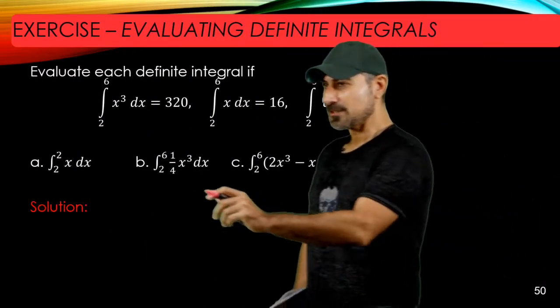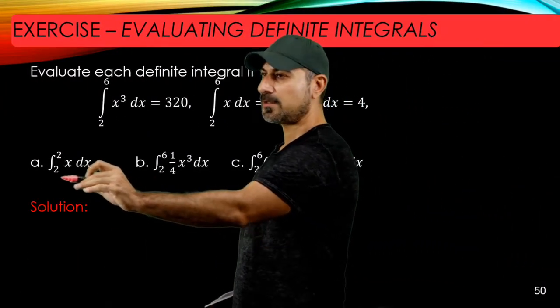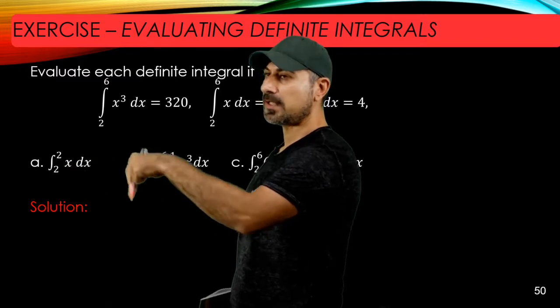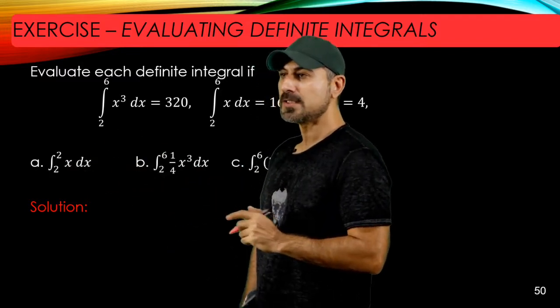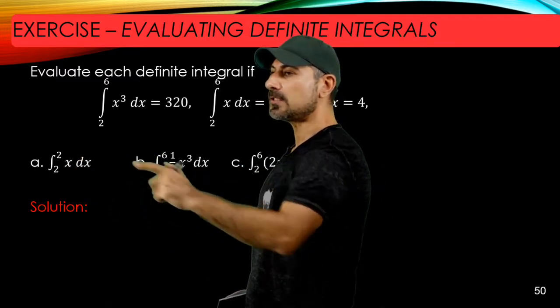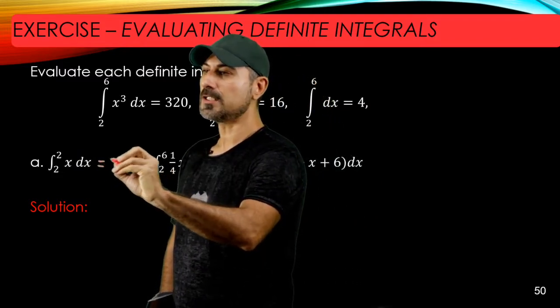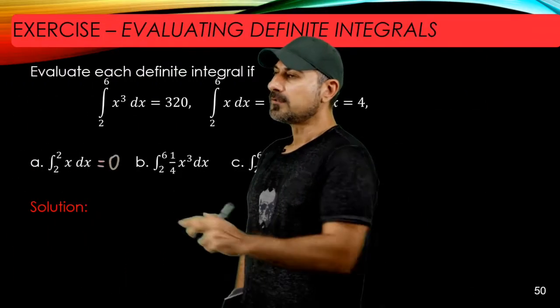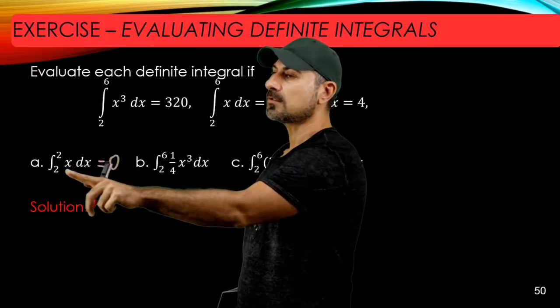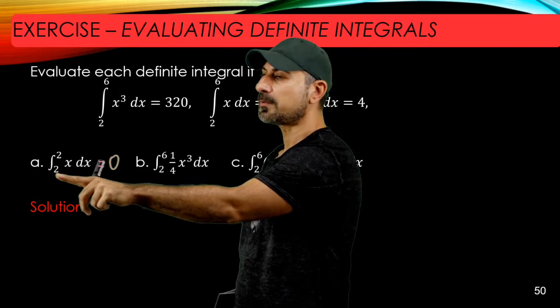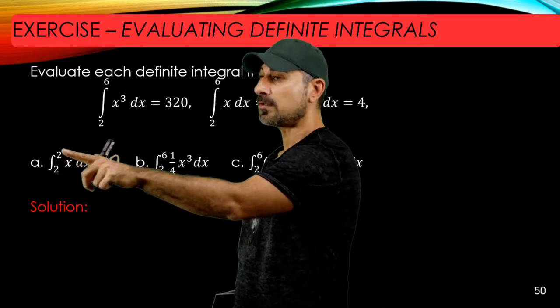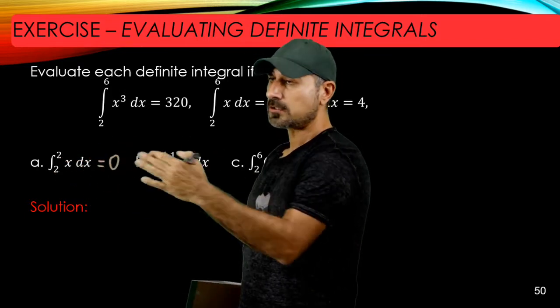All right, here we go. So for part A, we have the integral from 2 to 2 of x dx, but I just showed you that property. If the lower limit is equal to the upper limit, the value of this integral is exactly equal to 0. And regardless of the function here, the integral from the lower bound to the upper bound, where these bounds are the same, the integral is just 0.